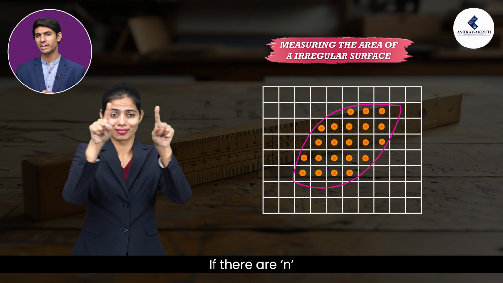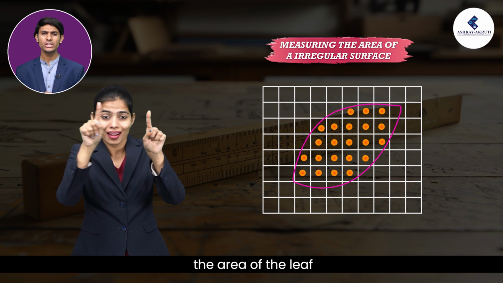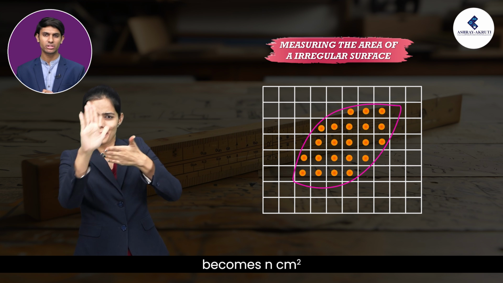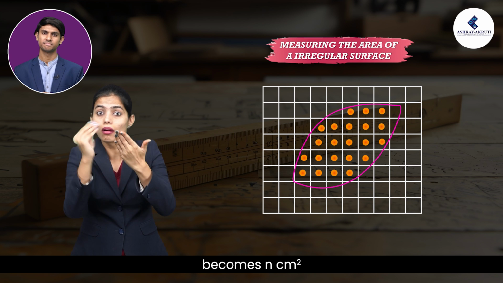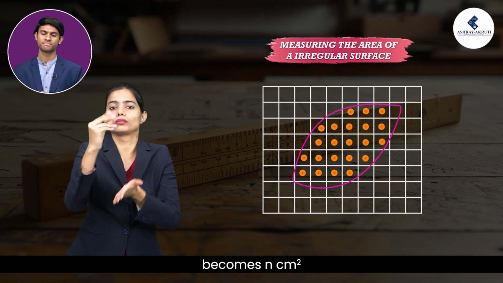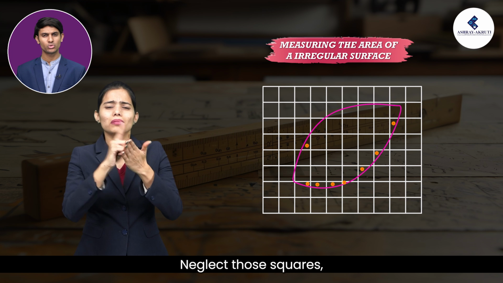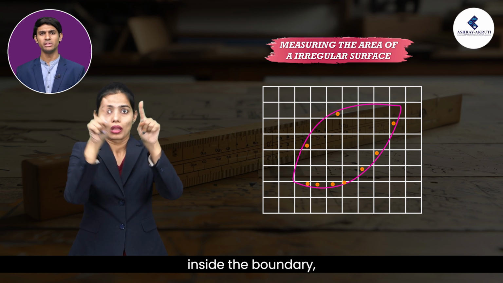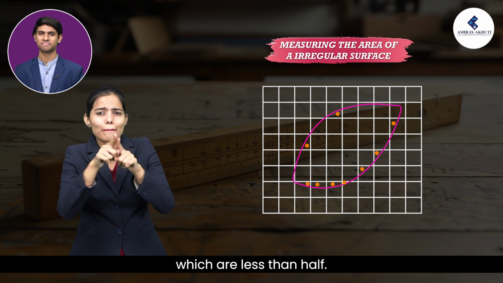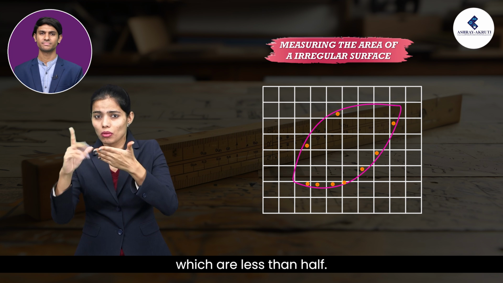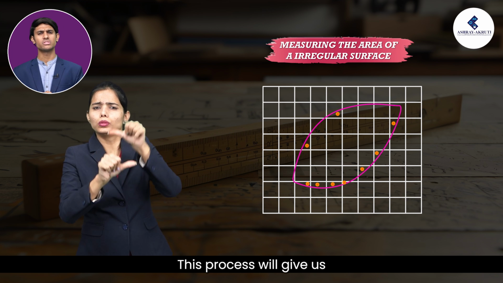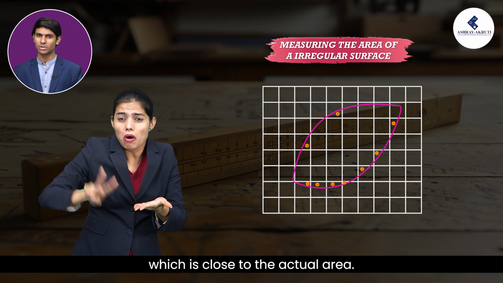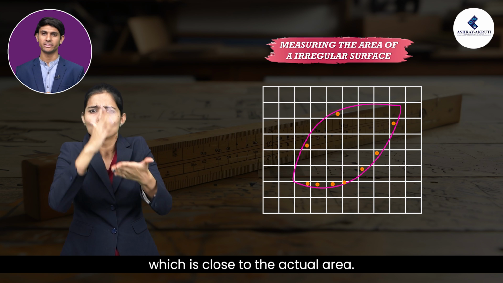If there are n squares inside the boundary, the area of the leaf becomes n cm². Neglect those squares inside the boundary which are less than half. This process will give us a value of the area which is close to the actual area.